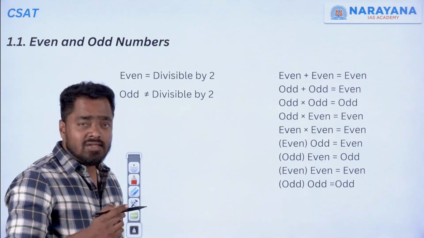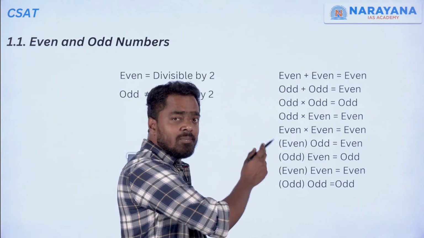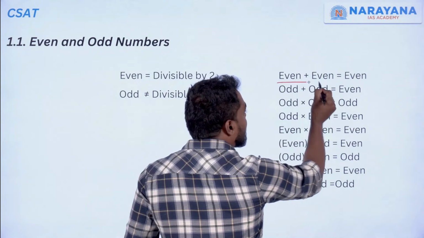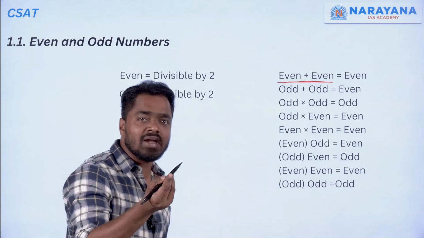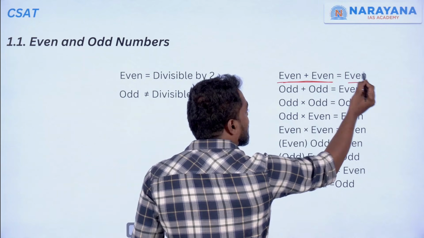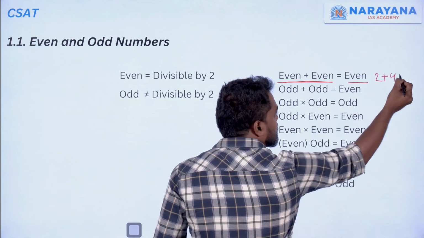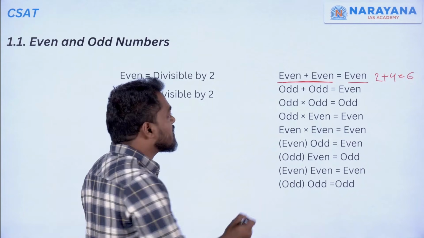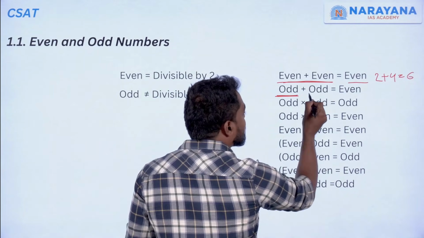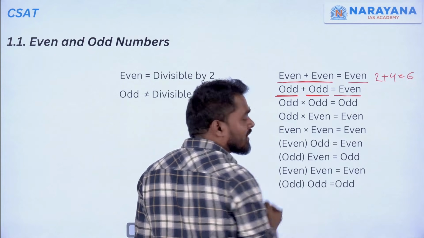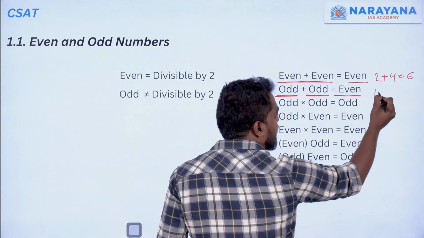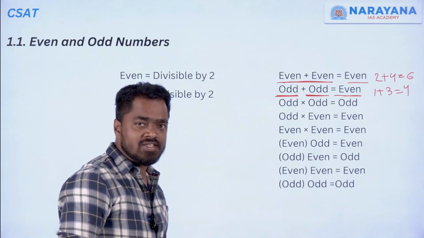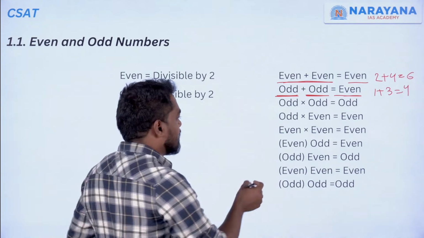You can see these are the important properties of even and odd numbers. If you add an even number and an even number, you will get an even number. For example, if you add 2 plus 4, you will get 6, that is again an even number. The next property is if you add an odd number to another odd number, you get an even number. For example, 1 plus 3 is 4. So odd plus odd is equal to even.